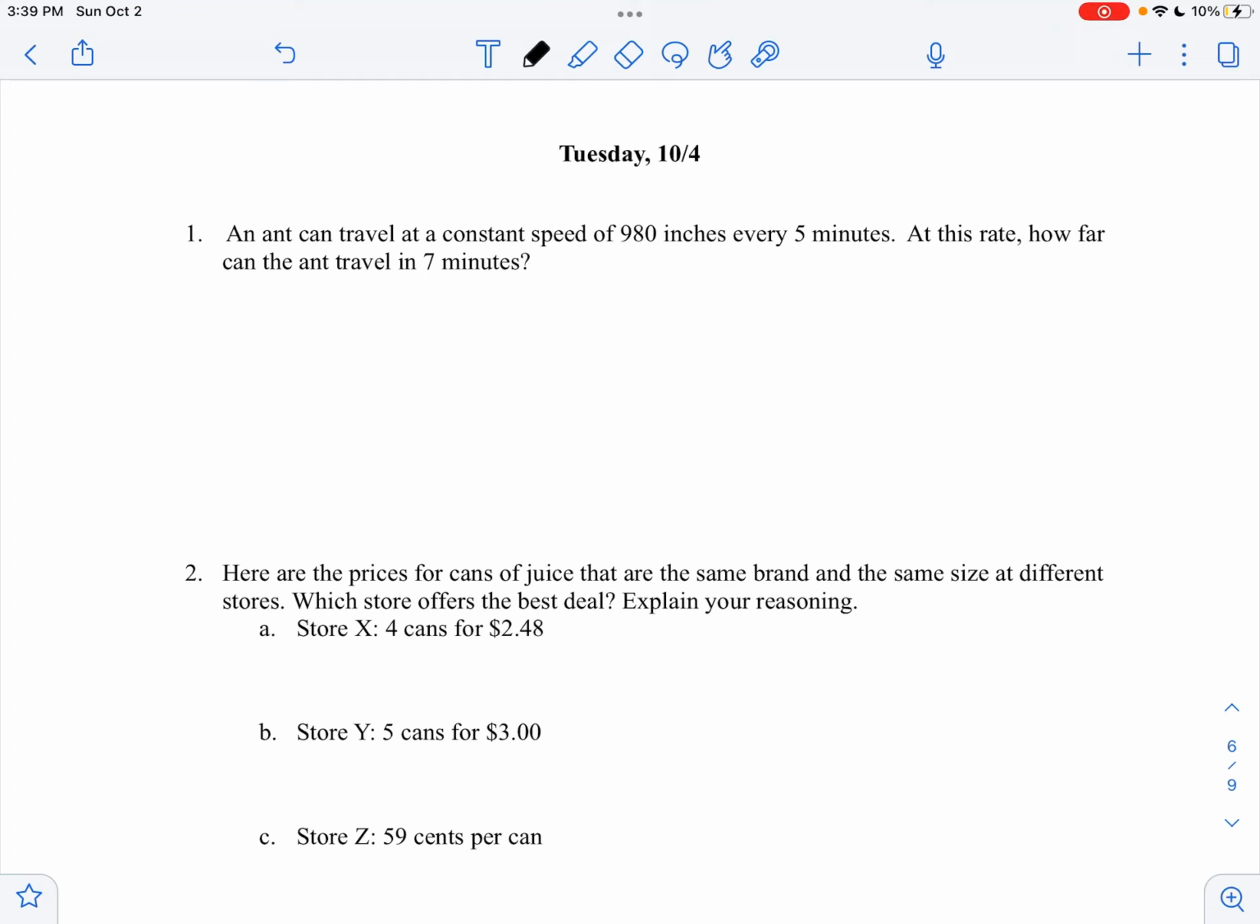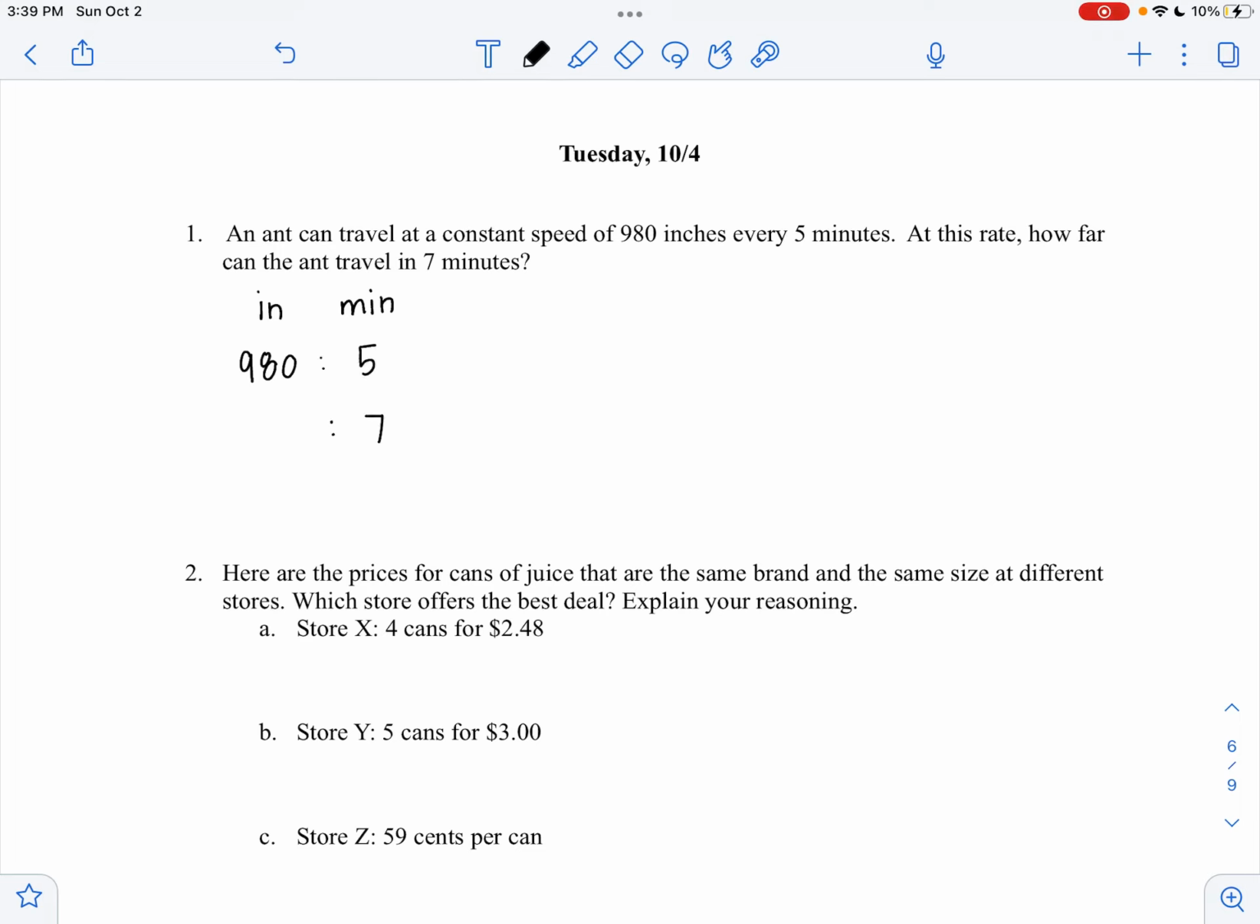Question 1. An ant can travel at a constant speed of 980 inches every 5 minutes. At this rate, how far can the ant travel in 7 minutes? You might notice right away that we've got a ratio of inches to minutes. I know that the ant can travel 980 inches in 5 minutes.